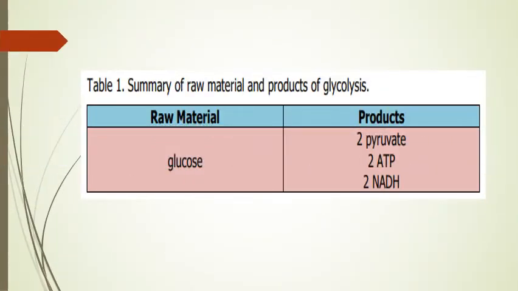Table 1, summary of raw materials and products of glycolysis. The raw material is glucose and the products are 2 pyruvate, 2 ATP, and 2 NADH.